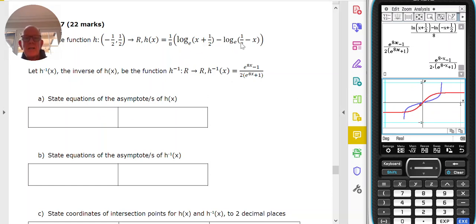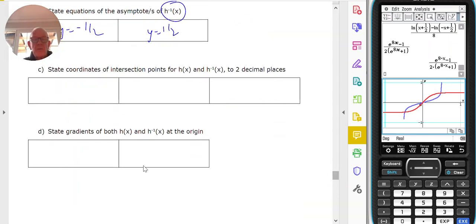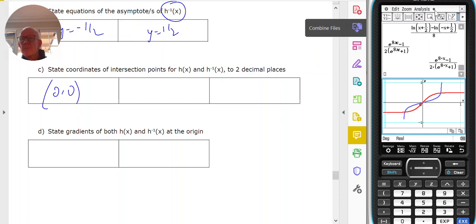h has asymptotes at x equals negative a half and x equals positive a half. The inverse will have y equals negative a half and y equals positive a half. State the coordinates of the intersection points of h of x and the inverse to two decimal places. I can see the 0, 0 is one of them.